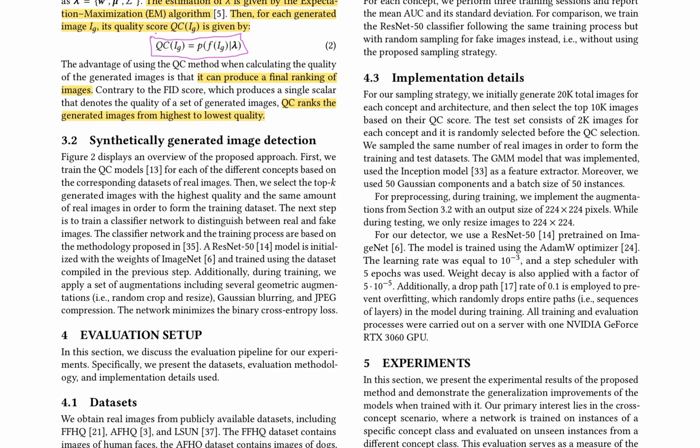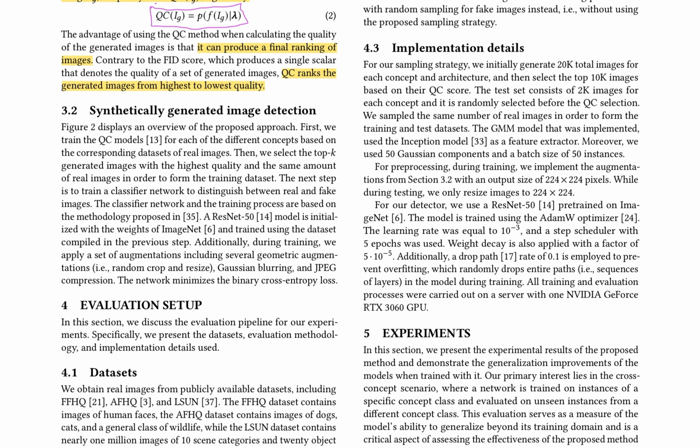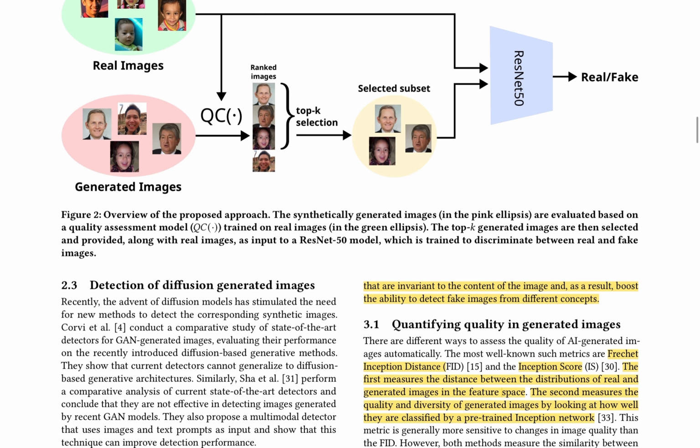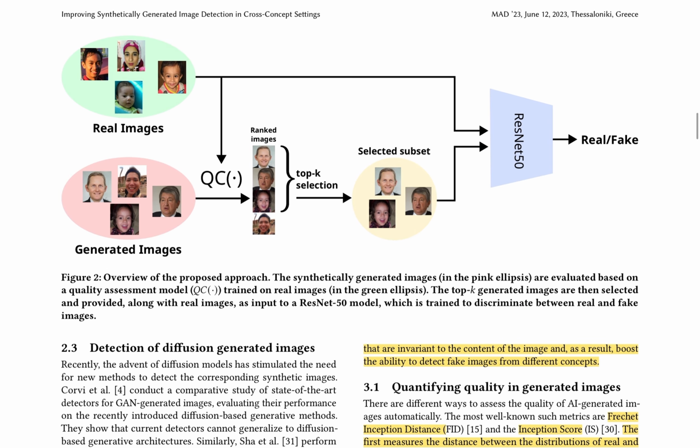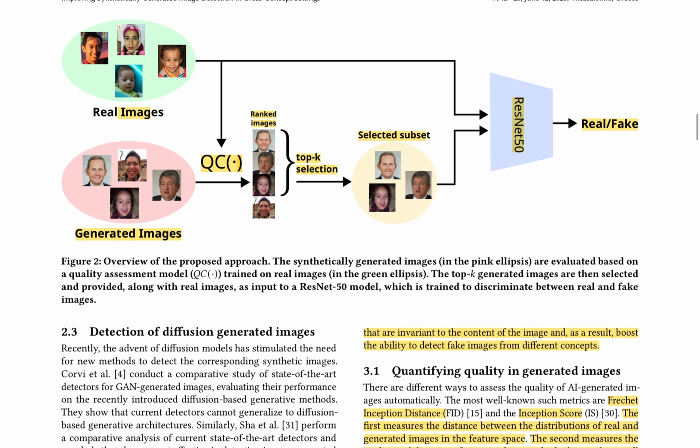Synthetically generated image detection. Figure 2 displays an overview of the proposed approach. Let me just jump into what exactly figure 2 is. So there are real images and generated images. They are QC selected, the real and generated images, if I'm not wrong. Then top K selection based on rank, selected subsets, passed through the ResNet, and then it's just simple detection.